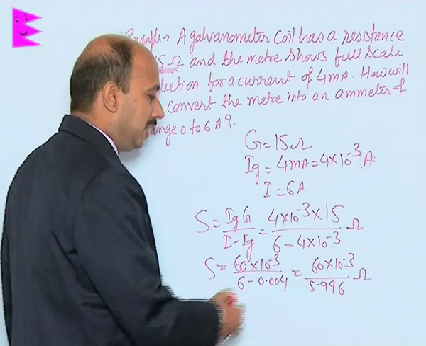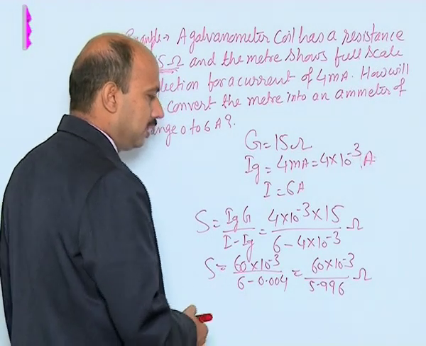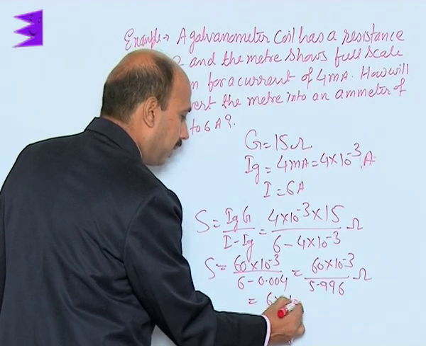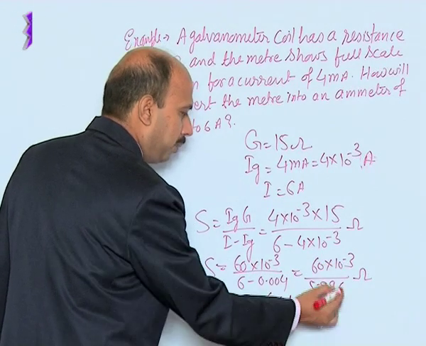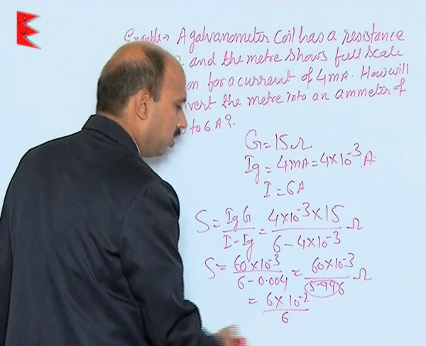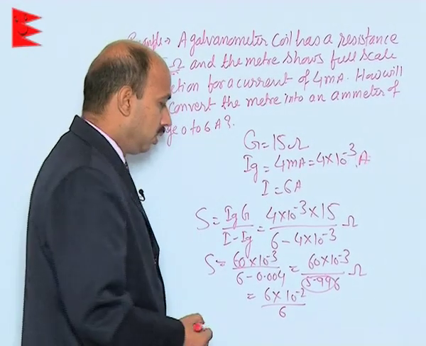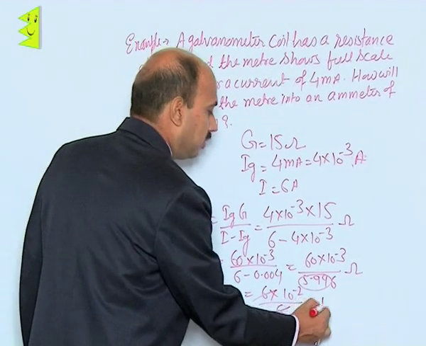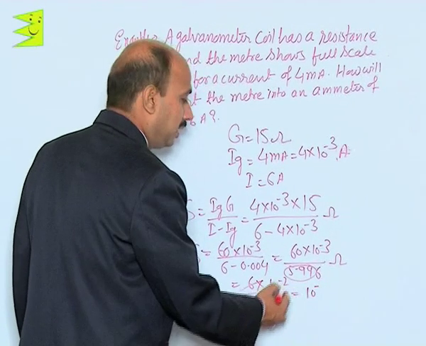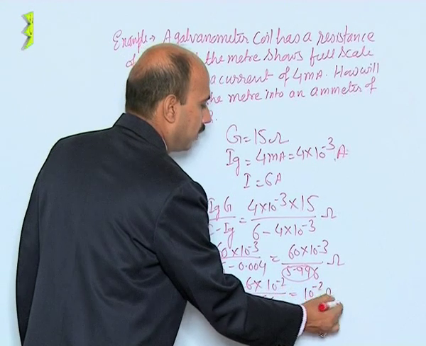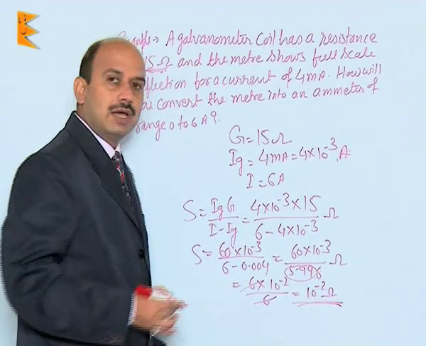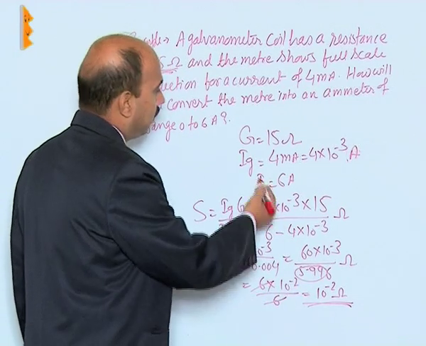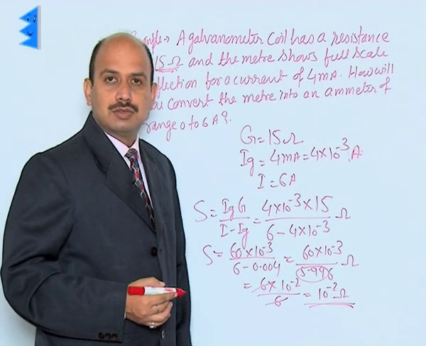So, when you solve it here, you will be getting this one, we can take here 6 into 10 raised to power minus 2 divided by approximately 6 here in that case. So, we can write here this cancel. So, that is your 10 raised to power minus 2 ohm. So, this is the resistance which has to be connected here in parallel with the galvanometer's resistance.